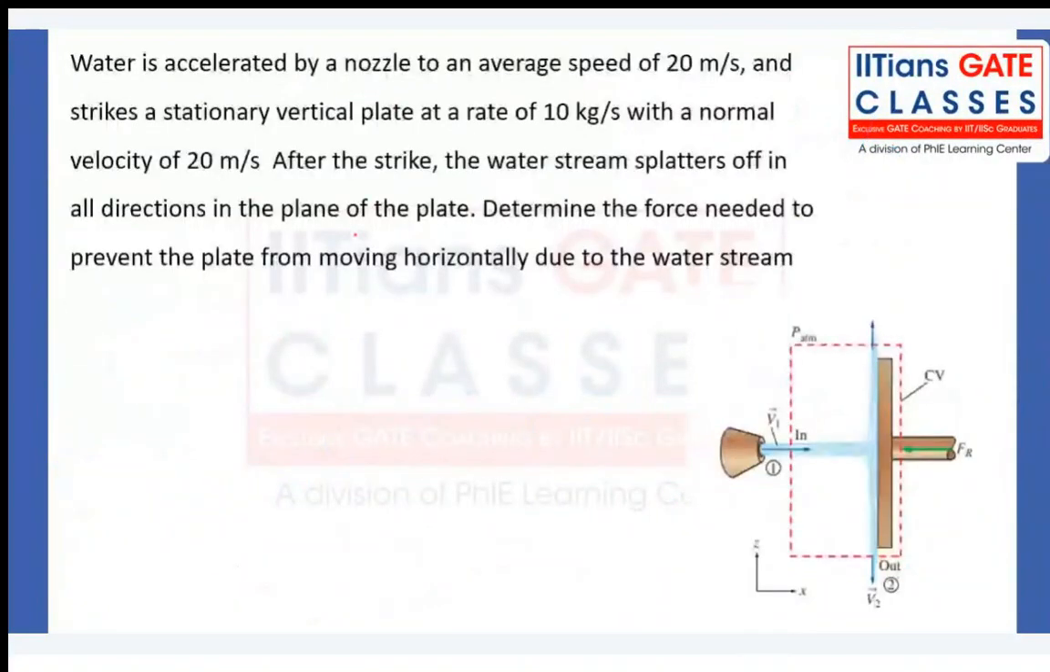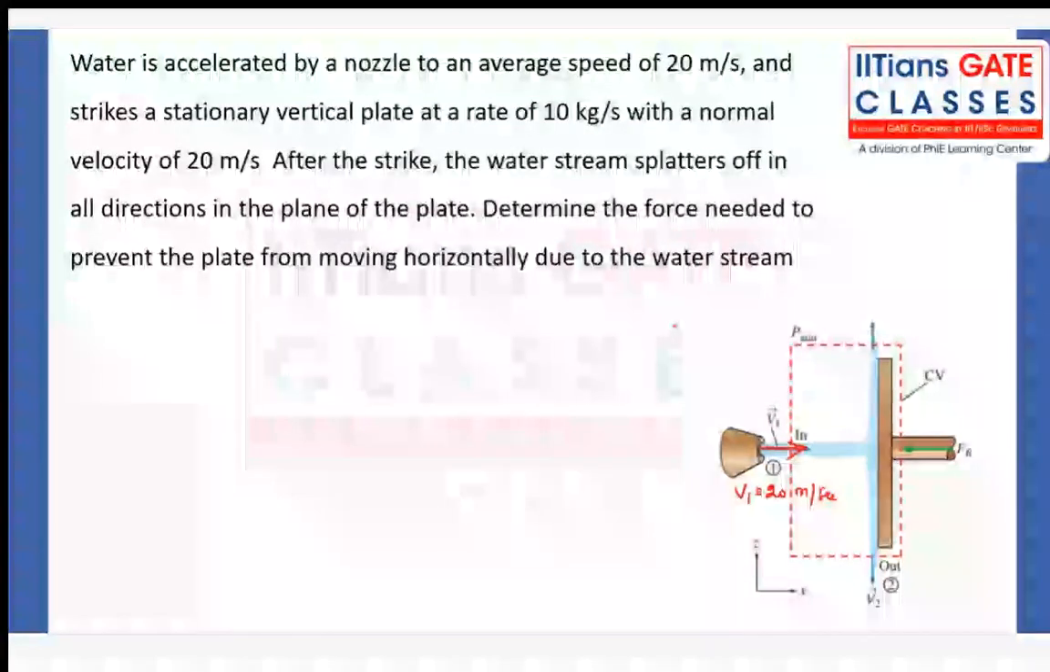Water is being accelerated by a nozzle to a speed of 20 meter per second, and it strikes a stationary vertical plate with a mass flow rate of 10 kilogram per second and a normal velocity of 20 meter per second. After striking the plate, the water stream splatters off in all directions in the plane of the plate. Determine the force needed to prevent the plate from moving horizontally due to the water stream. That means we need to calculate the force on the plate.